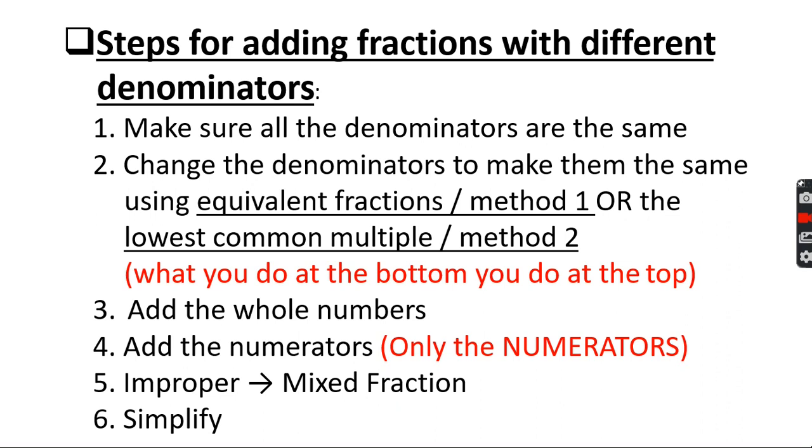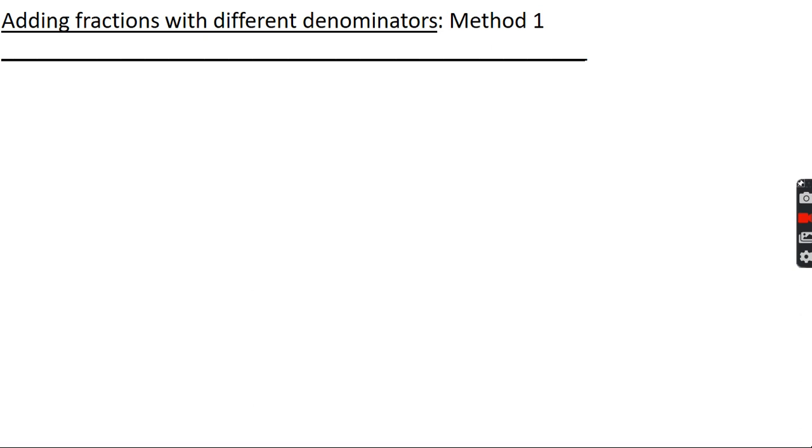Step 3, add the whole numbers. Step 4, add the numerators, only the numerators. Step 5, if you have an improper fraction, change it into a mixed fraction. Step 6, simplify. At any point throughout the calculations, if a step does not apply, move on to the next step. Adding fractions with different denominators, method 1, example 1.